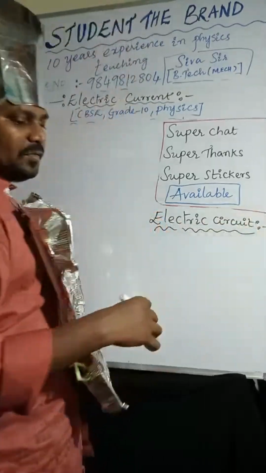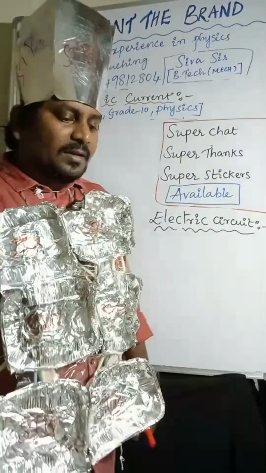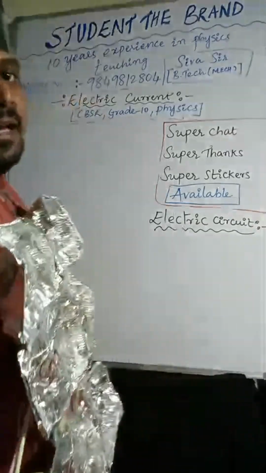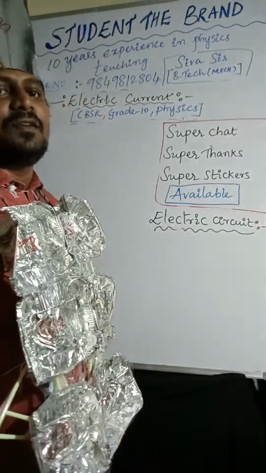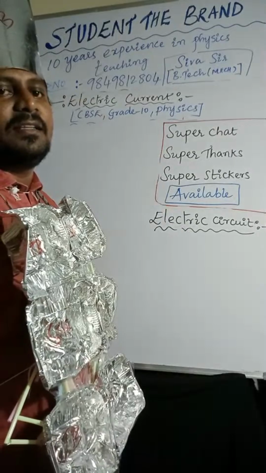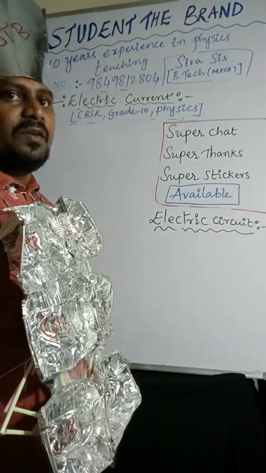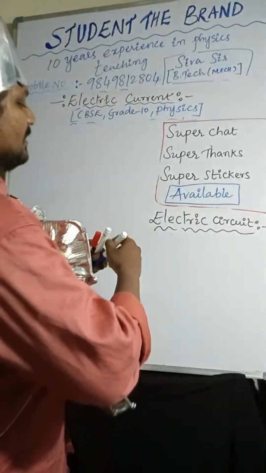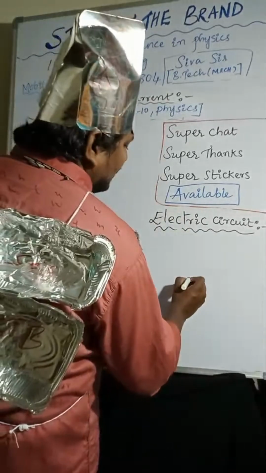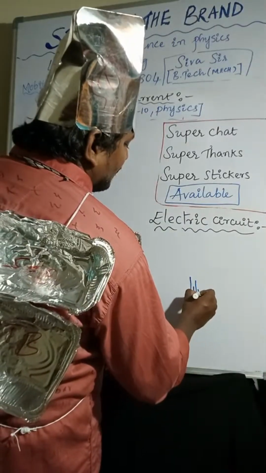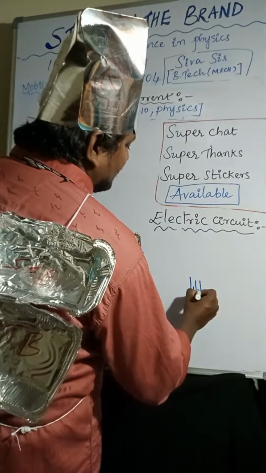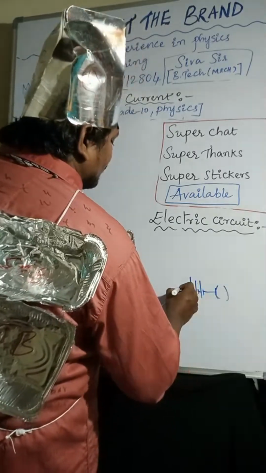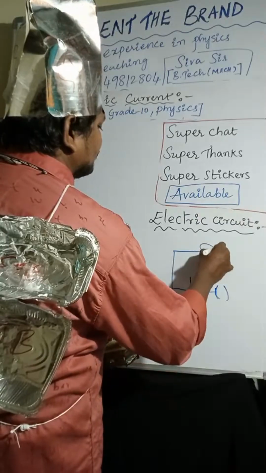A continuous and closed path of an electric current is known as an electric circuit. So I am taking here a cell, this is a battery, and a switch. So I am considering a bulb here.